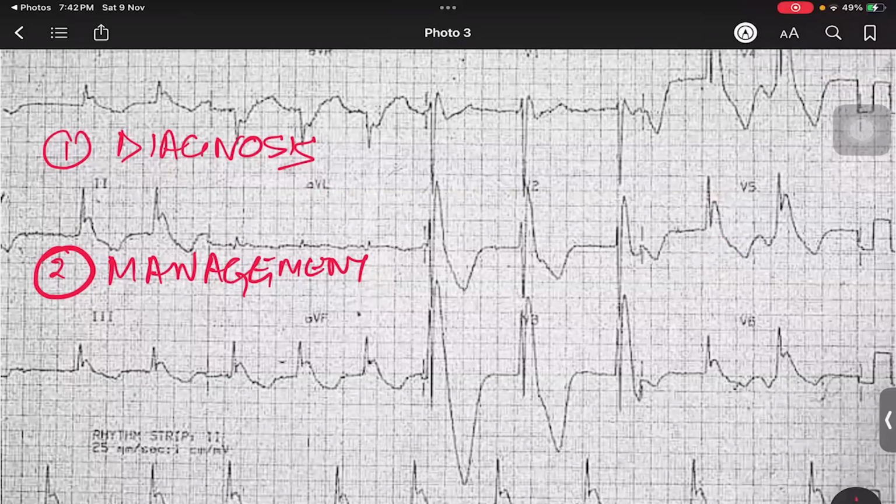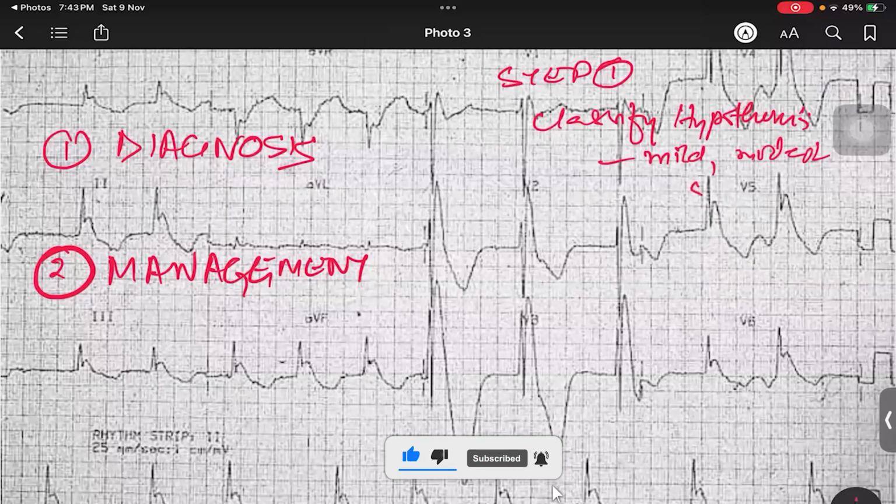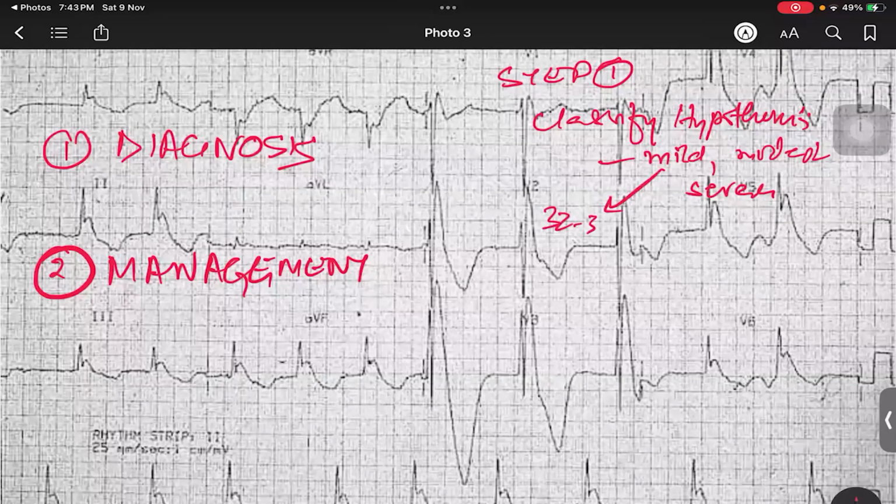Okay. So step number 1, classify the degree of hypothermia, whether it is mild, moderate, or severe. You need to diagnose it. If it is 32 to 35 degrees, it is mild. If it is 28 to 32, then it is moderate. And if it is less than 28 degrees, it is severe. This is the number 1 step.